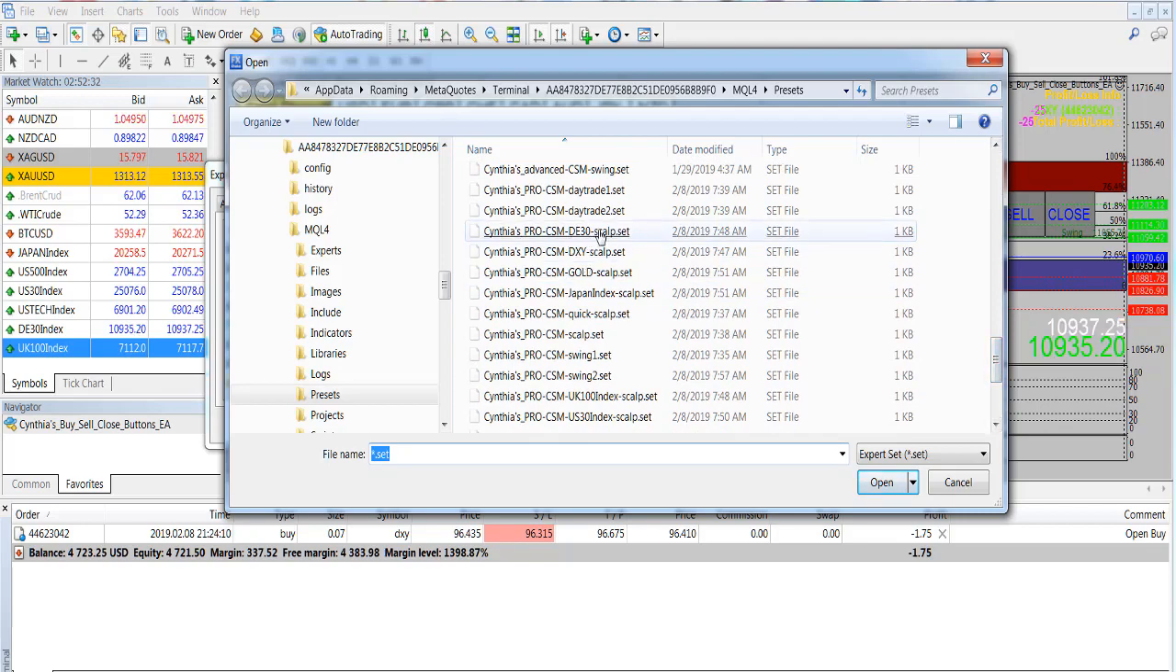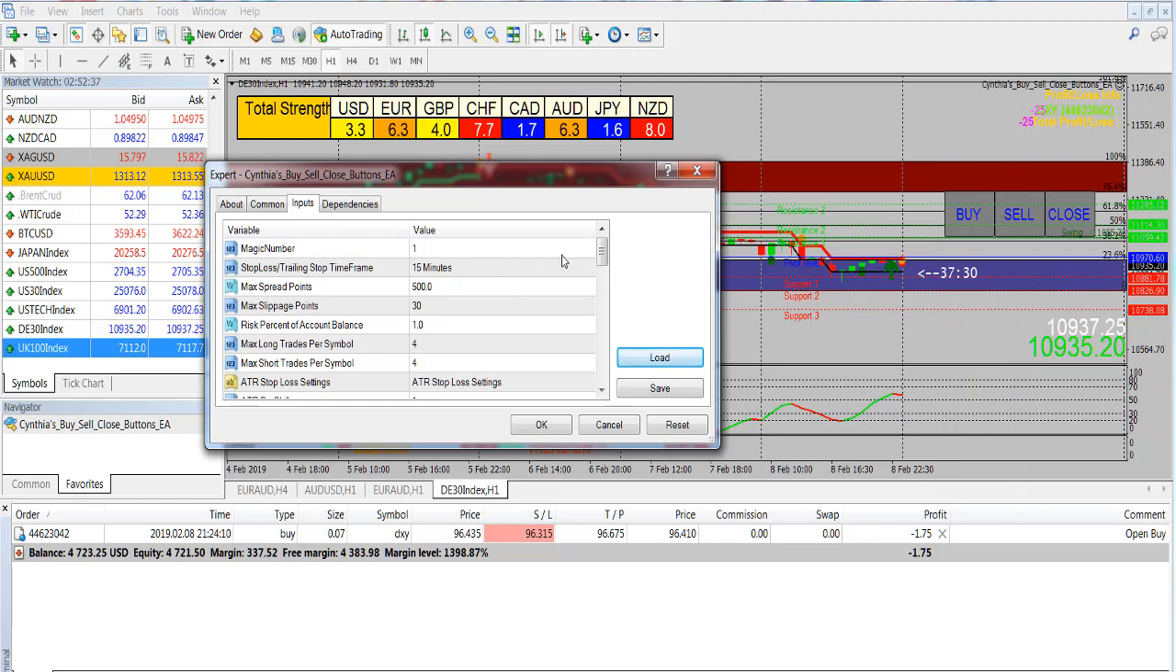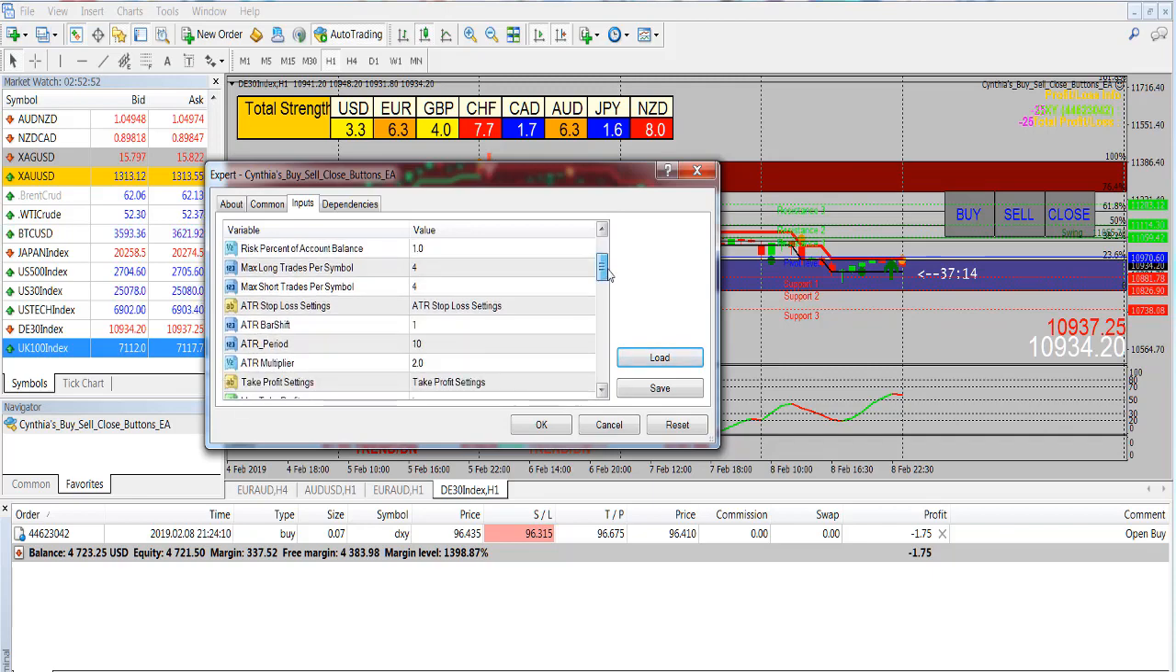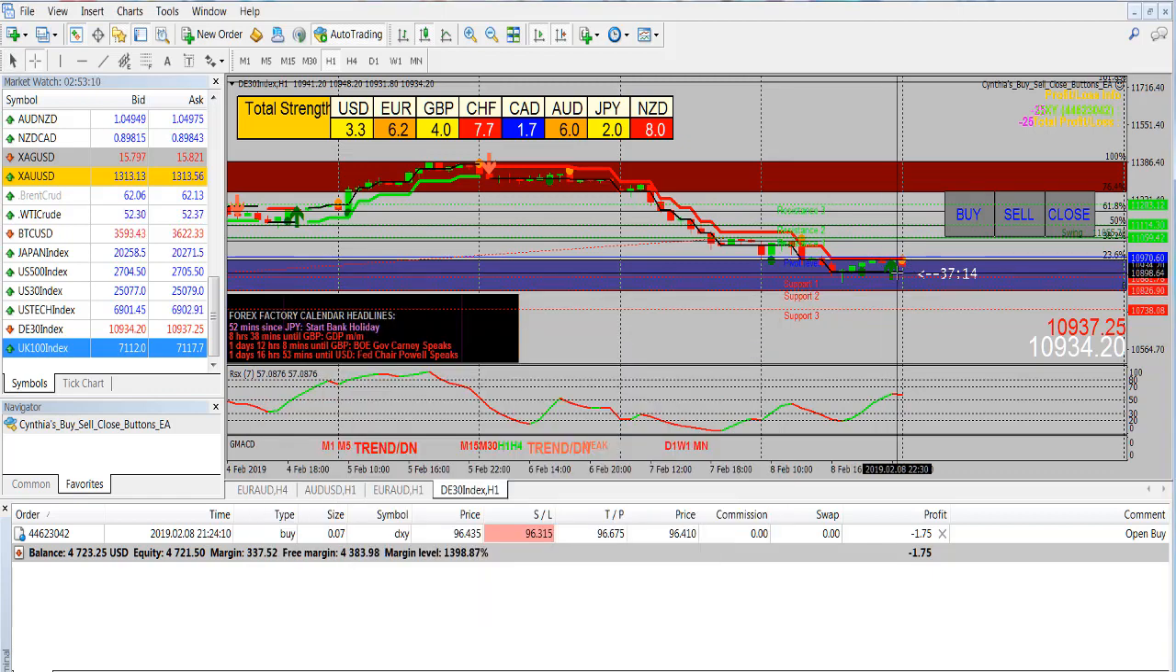Here's DE30. That's the DAX. That's the German 30. And remember, all of the CFD set files actually are scalping. So with a 15-minute time frame, that's going to keep your initial stop and take profit fairly small, not really that big. So if you see price coming off this overbought, or like where we are right now, it's coming off oversold, and if it breaks through there, measure ahead of time what your target would be.